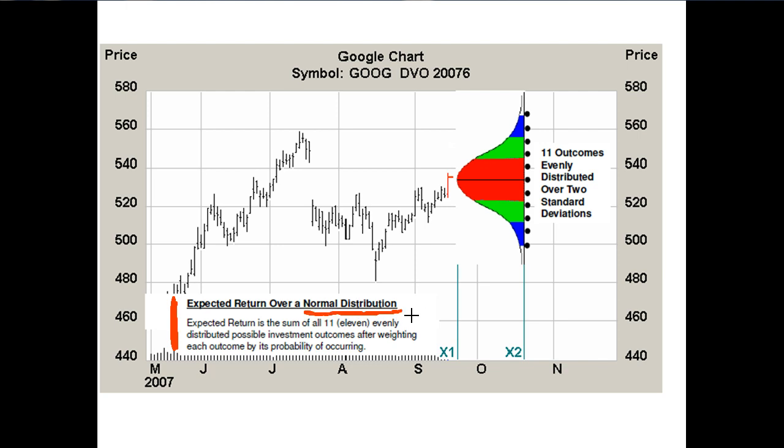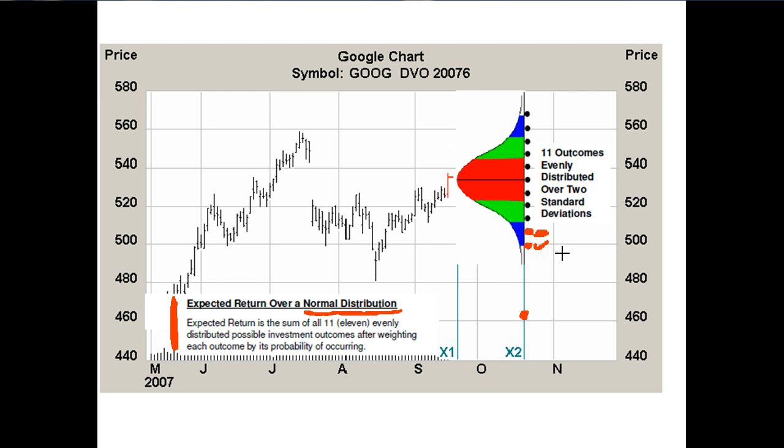Expected return is the sum of all 11 evenly distributed possible outcomes after weighting each outcome by its probability of occurring. See that? So, let's say that you bought a long call option, and then you look over here at when it expires in the October expiration. On that long call option, if price goes down to 500, in this case, right there I'm showing you, well, you're going to lose pretty much all the money you put into that call option, right? And if it goes down to this data point, well, you'll probably lose all that money as well.